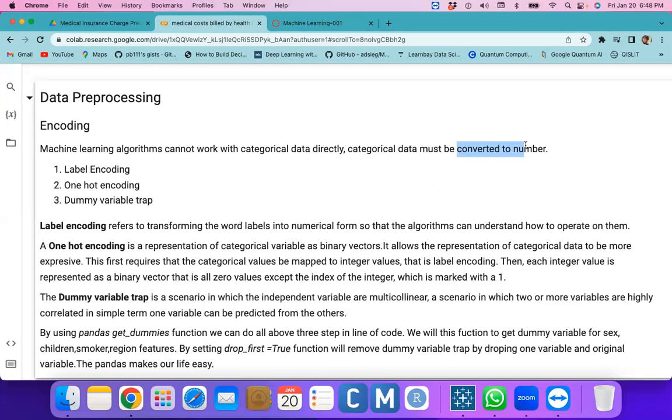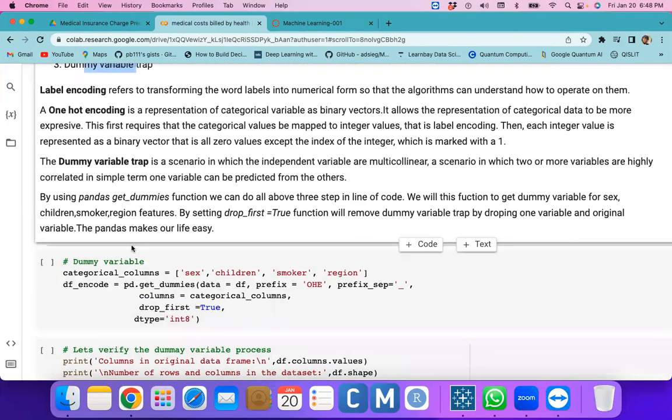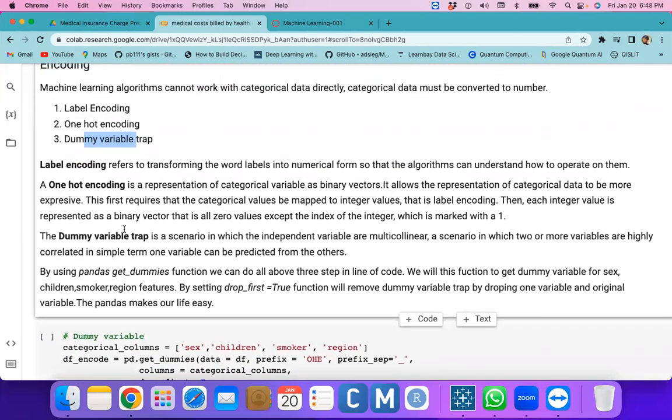So if you want to convert categorical data into numbers, there are three different methods we are going to use. One is label encoding, the second is one-hot encoding, and the third is dummy variables. These three methods can be used to convert your categorical data into numerical data.